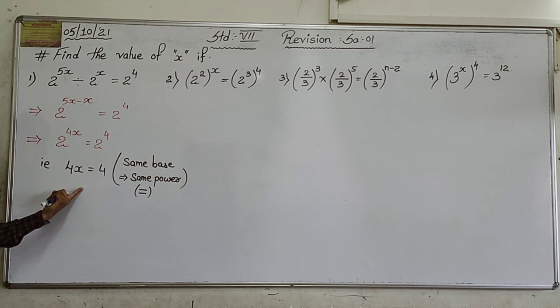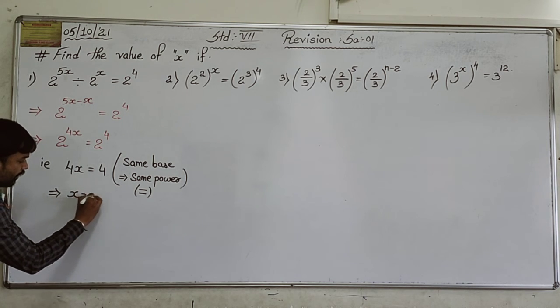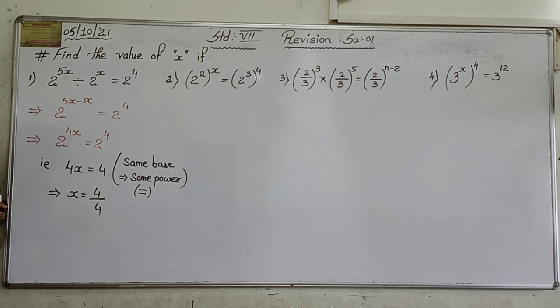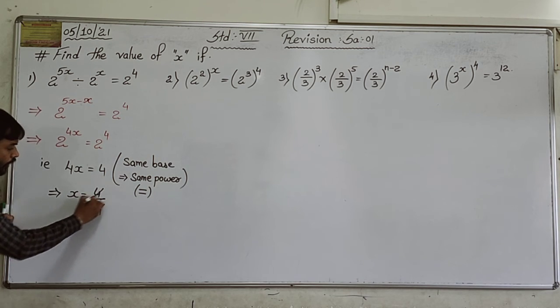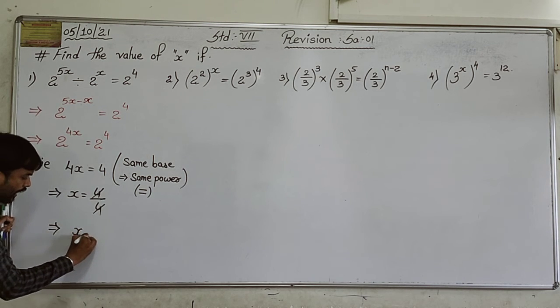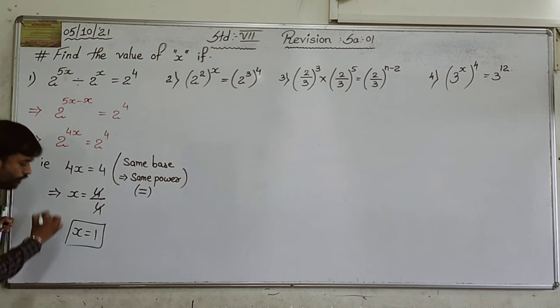Now we are very familiar how to find value of x. So which implies x is equal to 4 upon 4. Multiplication on this side becomes division on the other side. 4 4 cancel which implies x is equal to 1.